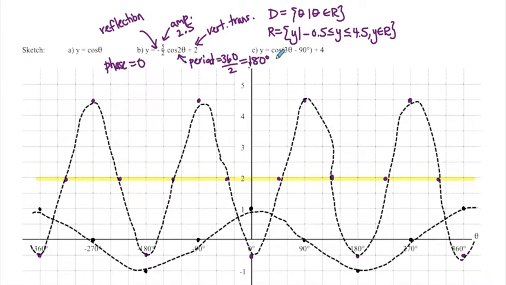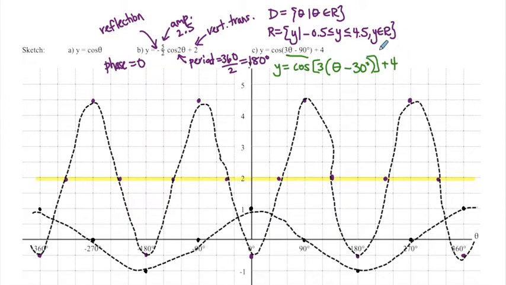All right, now let's take a look at curve 3. Now curve 3, you have to be careful because we only have one bracket inside of the theta section, and we have a k value and we have a phase shift. So we actually have to factor this out so we can really get a true sense of what our phase shift is going to be. So I'm going to have y is equal to cosine, square bracket, 3, round bracket, theta, and -90 divided by 3 is -30 degrees. Close your round bracket, close your square bracket, and then add your 4.